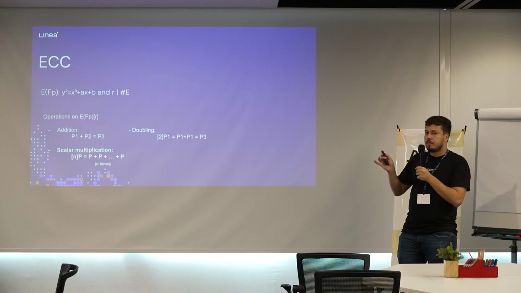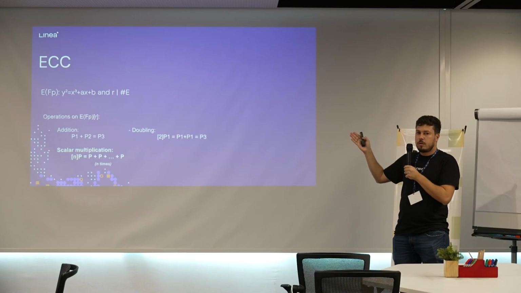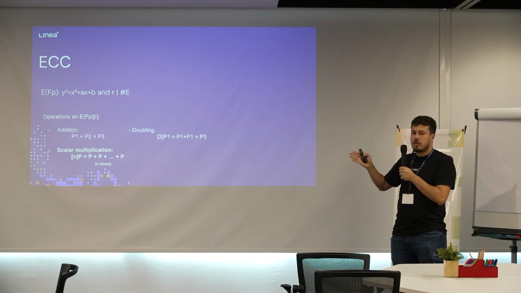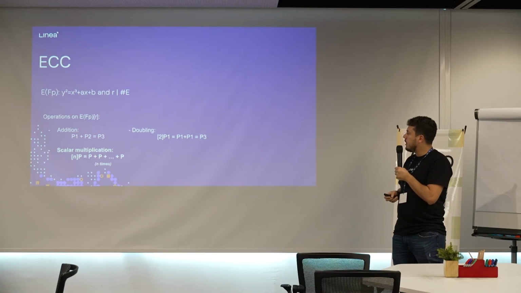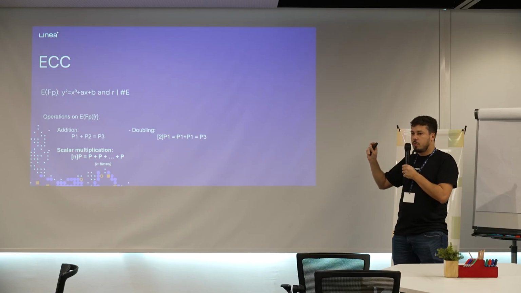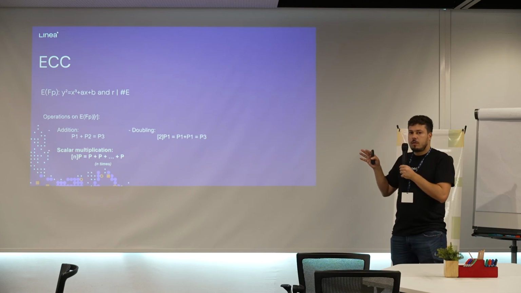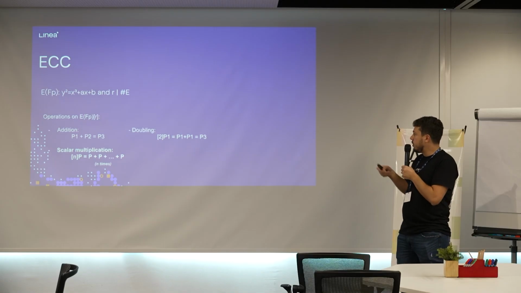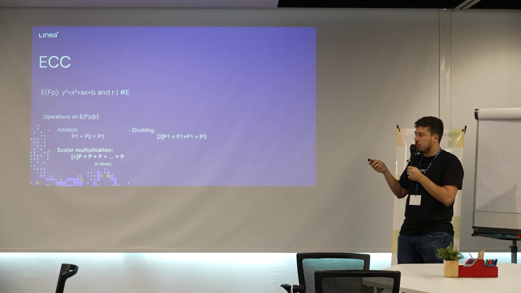Just to fix some notations, we have an elliptic curve. This is just some curve, for example, given in short Weierstrass form: y squared is equal to x cubed plus ax plus b with some parameters a and b. The number of points is either prime or divisible by a prime, and we work on this subgroup. The operations we are interested in on this elliptic curve are the addition of 2 points, and the doubling of a point, which is just adding the point to itself.